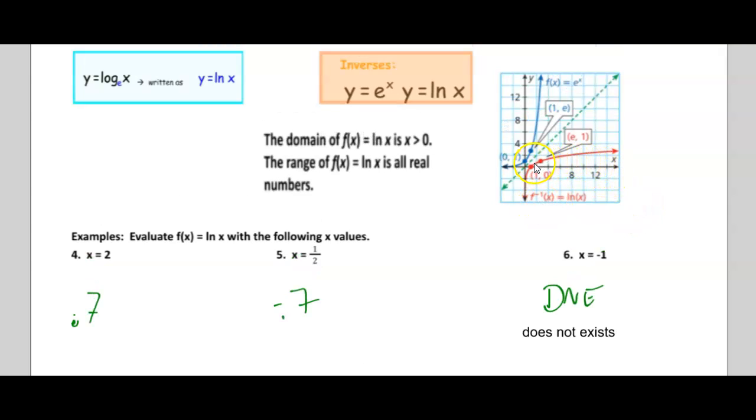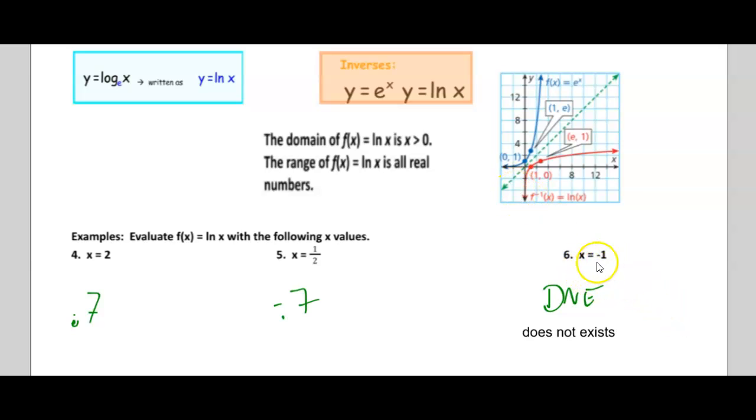Just to show you, see the graph right here turns and goes down infinitely. Remember, the domain is x is greater than 0, so all the x values are greater than 0. The y-axis is an asymptote for natural log of x. So that's why negative 1 doesn't exist. This graph will never cross and have an x value of negative 1.